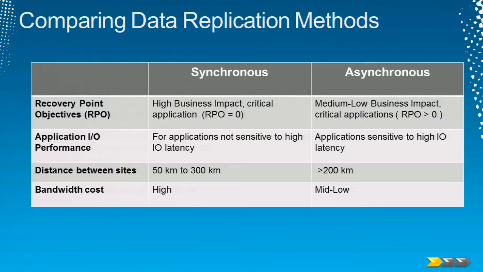Typically, synchronous-based applications are 50 kilometers to 300 kilometers. Asynchronous is relatively longer, close to 200 kilometers, about 150 miles. The bandwidth cost is relatively high for synchronous compared to asynchronous. So if you really look at your data, in some situations you need to use synchronous, in some situations you may have to use asynchronous. The answer completely depends on your business requirements.